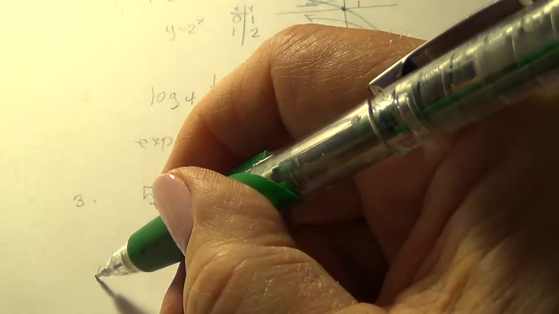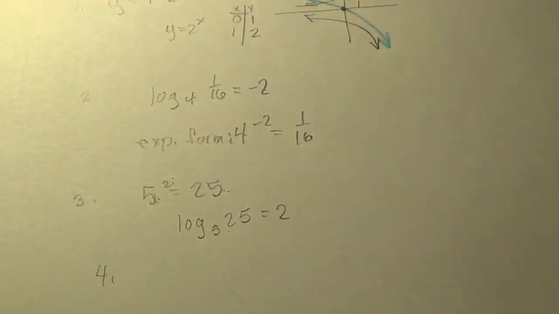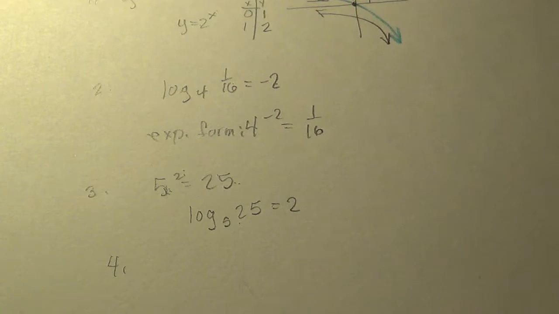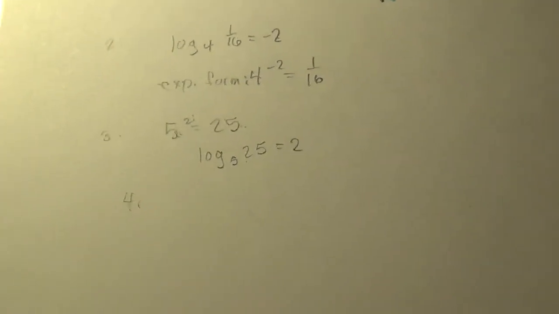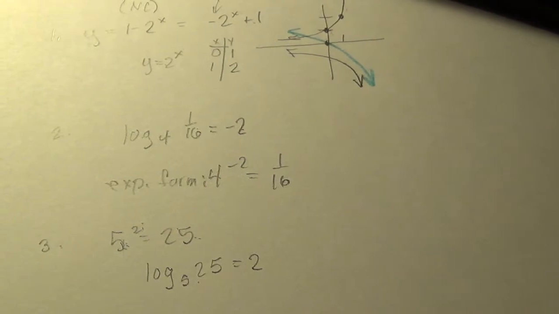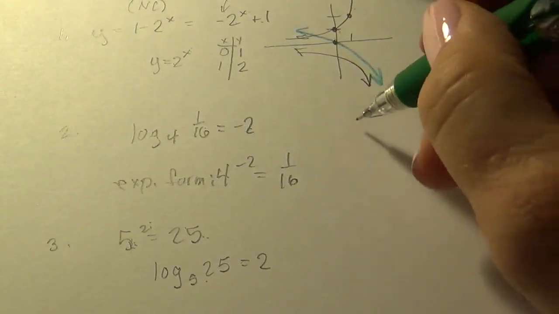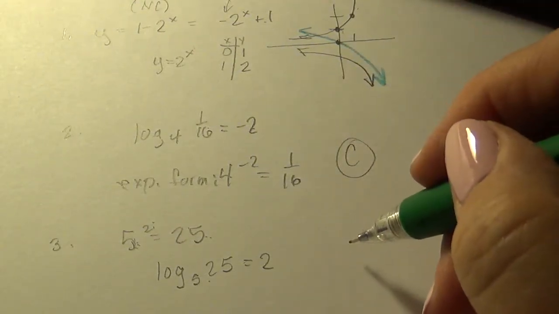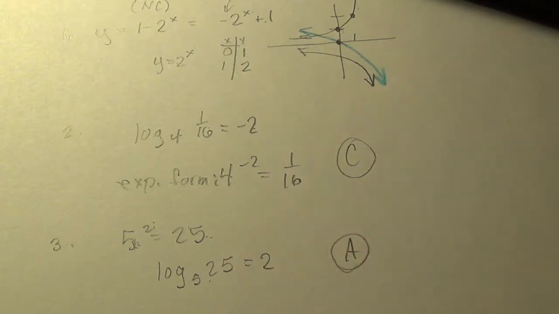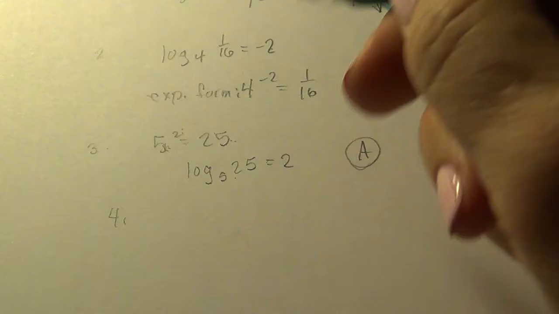All right, so number 3. Now notice on the handout I gave you, it is multiple choice, but the test will not be multiple choice. So when you practice tomorrow, it will not be multiple choice. All right, so I guess if you're doing multiple choice, number 2 was selection C, and number 3 was selection A. But write out the answers and then make your choice.